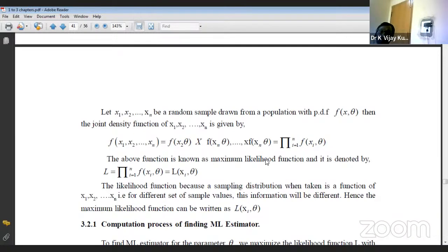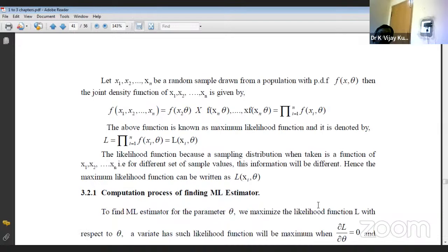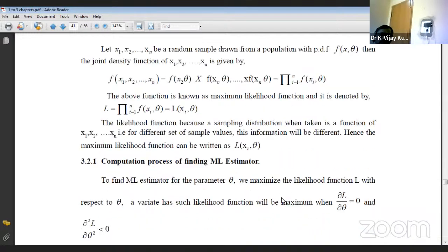The above function is known as the maximum likelihood function, L equal to the product of f(xi, theta) for i equal to 1 to n. It is called the likelihood function because the sampling distribution, when taken as a function of theta for the different sets of sample values x1, x2, ..., xn, gives different information. Hence, the maximum likelihood function can be written as L(theta).